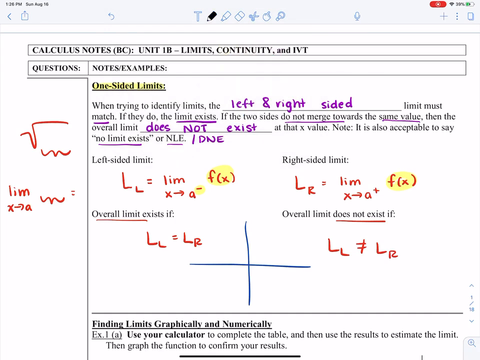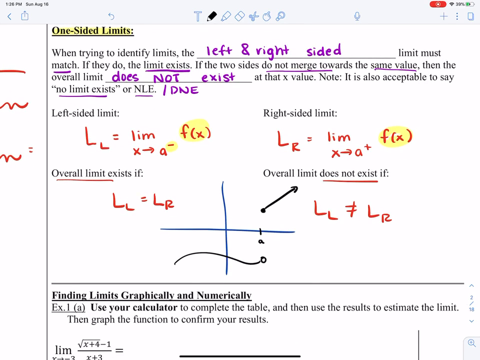Let's make a real pretty graph here. Let's actually do something with a jump discontinuity. And let's say that this point right here is our value A. So let's approach it from either side. As I get closer to A from the left-hand side, I'm approaching whatever this y value is right here. As I approach A from the right-hand side, I'm approaching this y value. And so in this case, the limit from the left does not equal the limit from the right. And I can have those sided limits, but the overall limit does not exist.